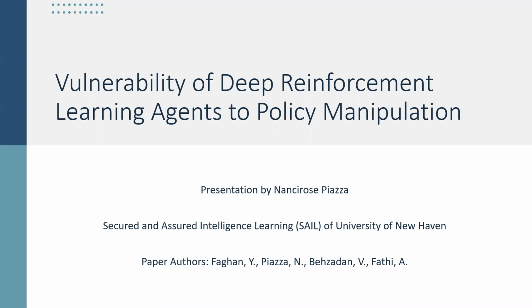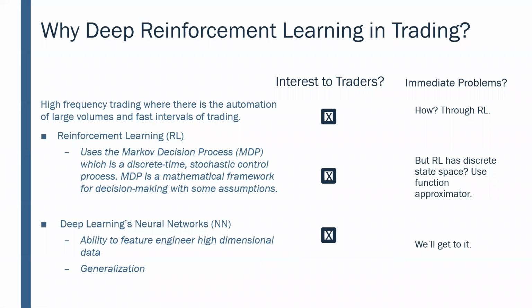Okay. Hi, everyone. I'm Nancy, and I'll be giving a presentation on the vulnerability of deep reinforcement learning agents to policy manipulations. So in the trading domain, people have recently been thinking about how to automate trading. It's being done through machine learning, and a particular type of algorithm used in machine trading for automation of trading would be reinforcement learning, and specifically deep reinforcement learning.